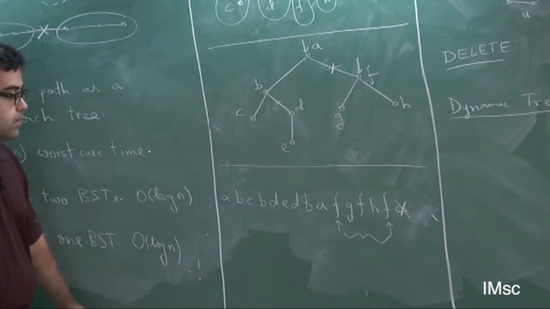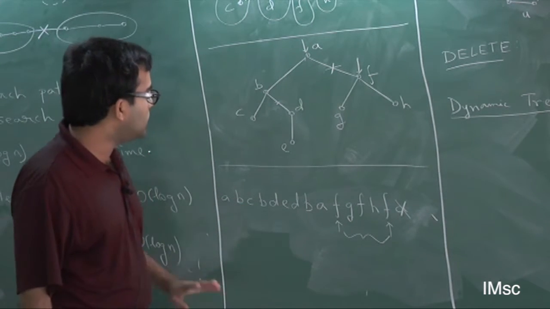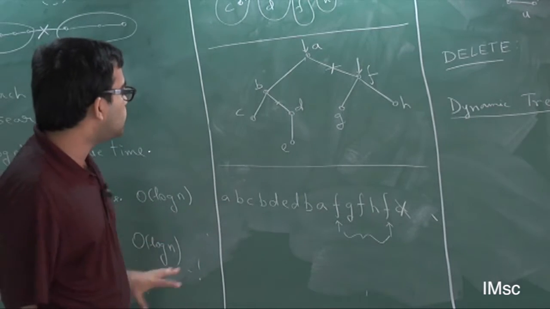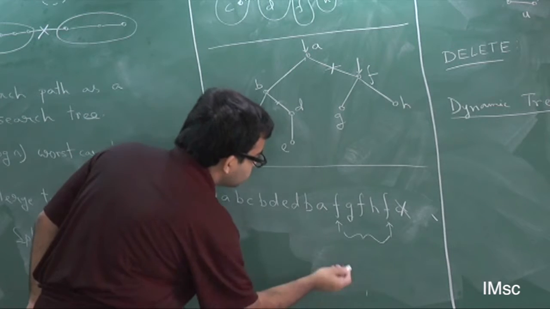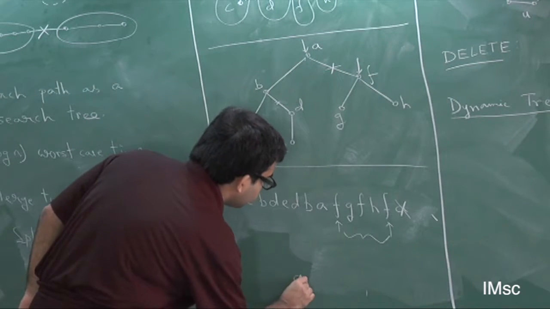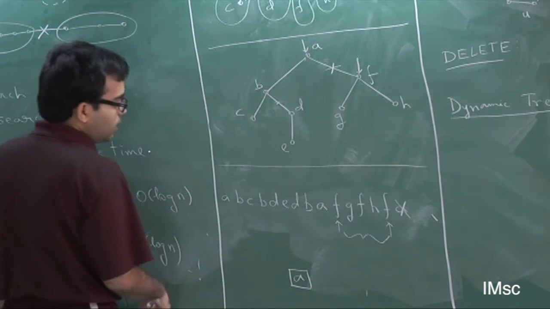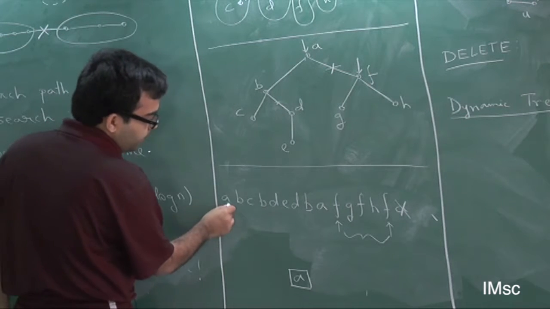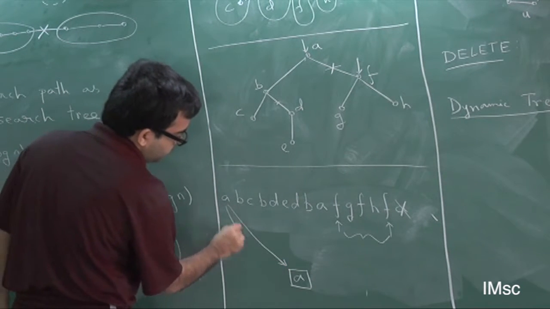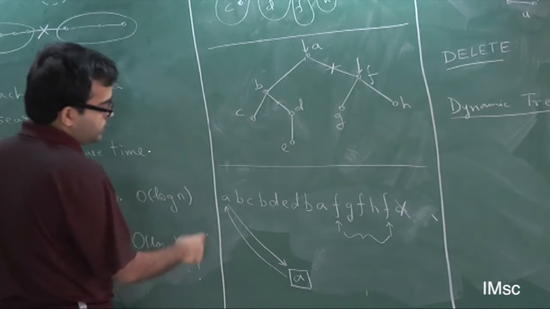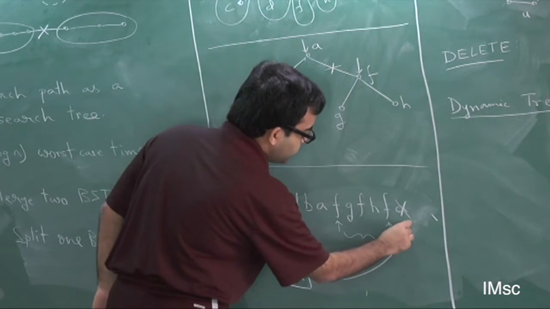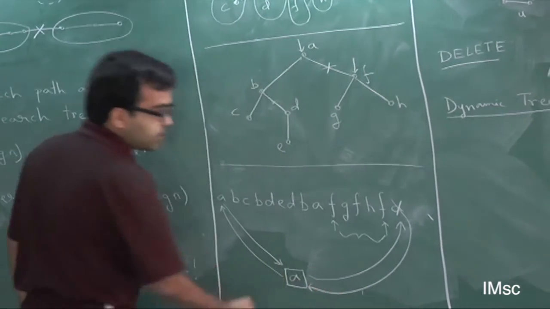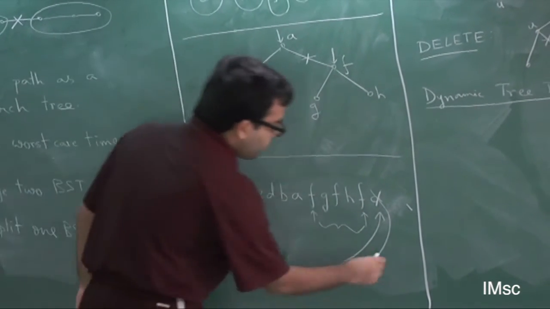Then the question is, how will you represent this as a data structure? First of all, for each node, say this guy is A, you maintain two bidirectional pointers that point to the first time A appears in the list and the last time it appears in the list. Now, why is this needed?